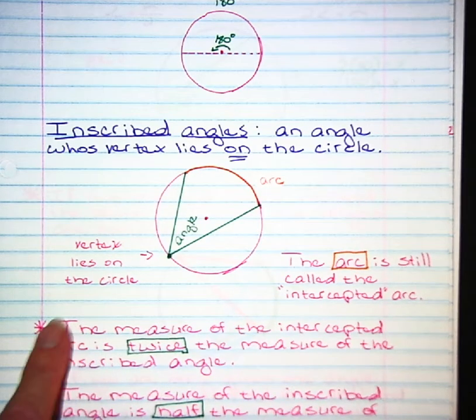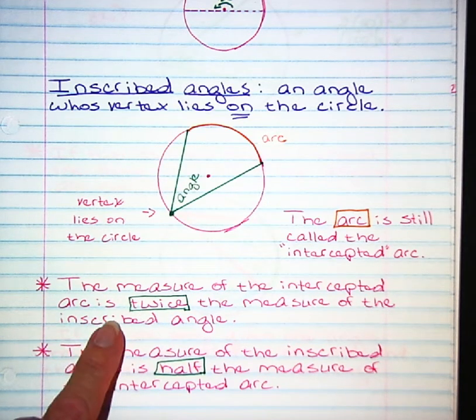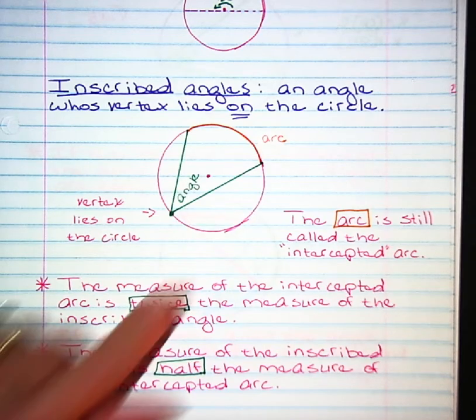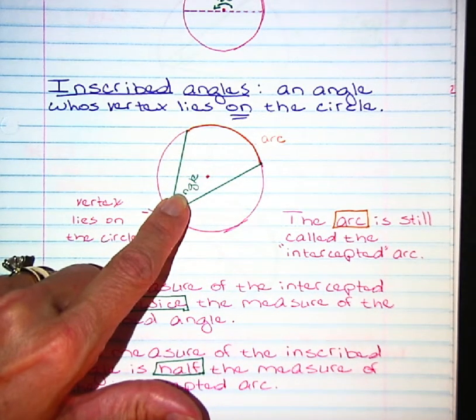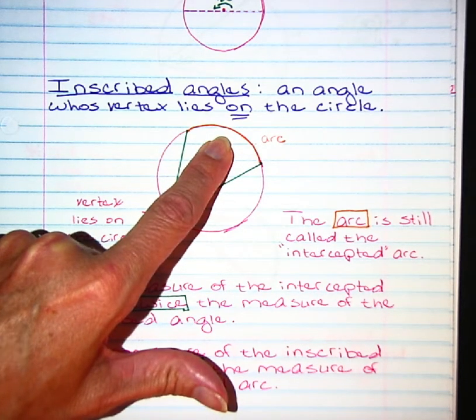And here's what you need to know and be able to use. The measure of the intercepted arc is twice the measure of the inscribed angle. The measure of the inscribed angle is half the measure of the intercepted arc. So whatever the arc is, the angle is half of it. Whatever the angle is, the arc is twice it. Okay?